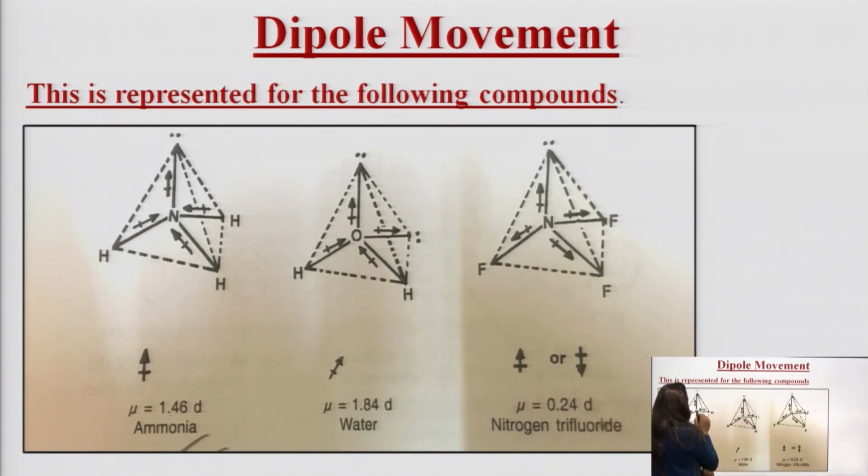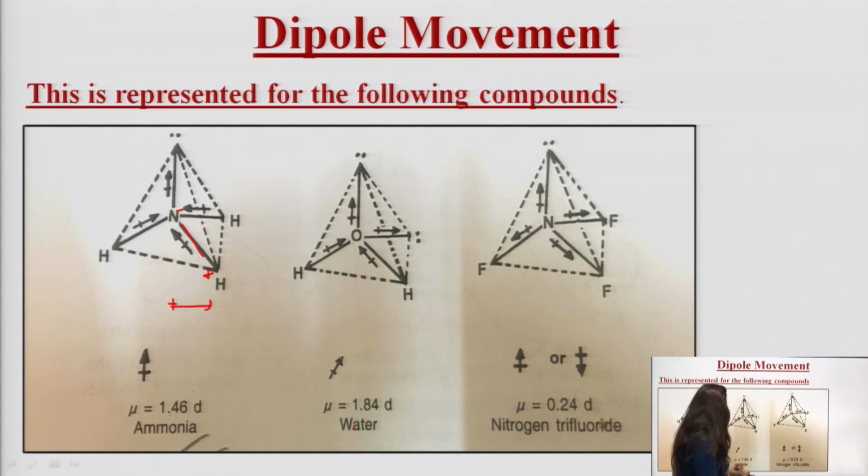Okay, so what happens in the ammonia case, in the molecule the arrows are indicating from the positive to the negative charge, right? All the arrows are moving in the same direction. Here the positive is moving to the negative.